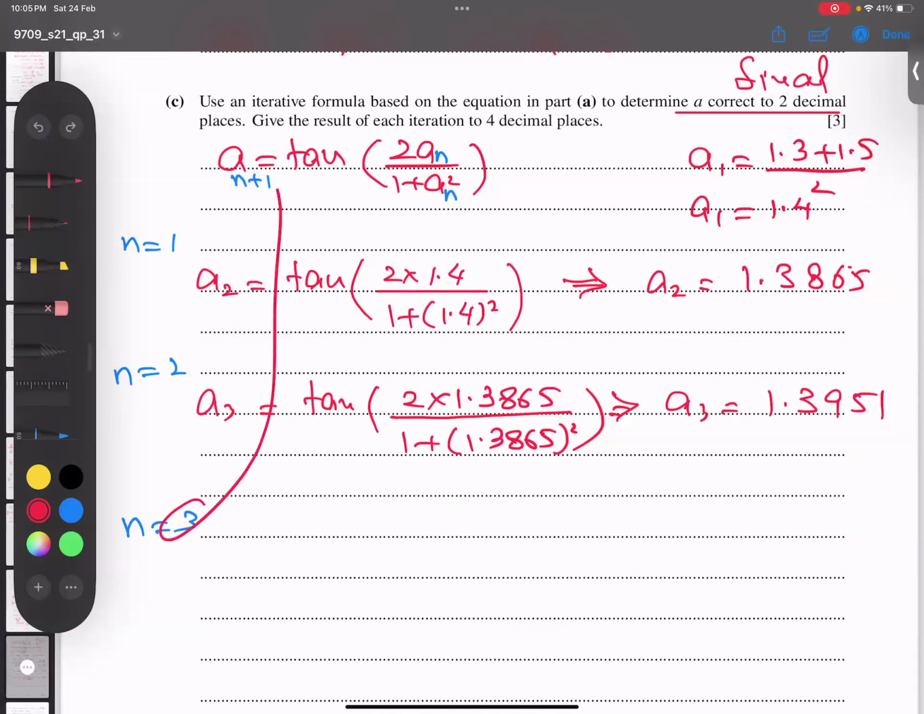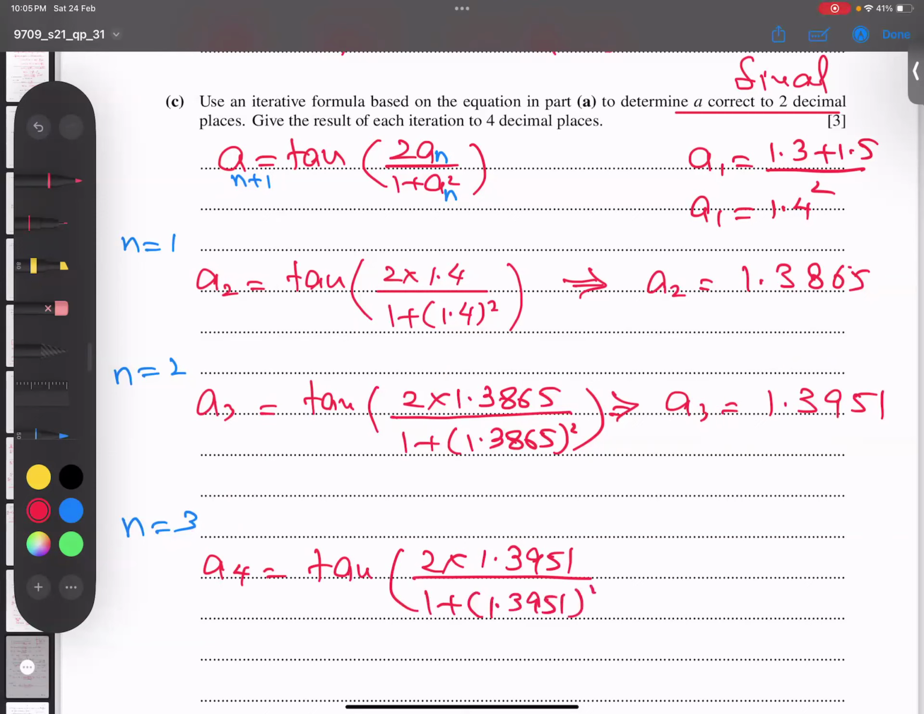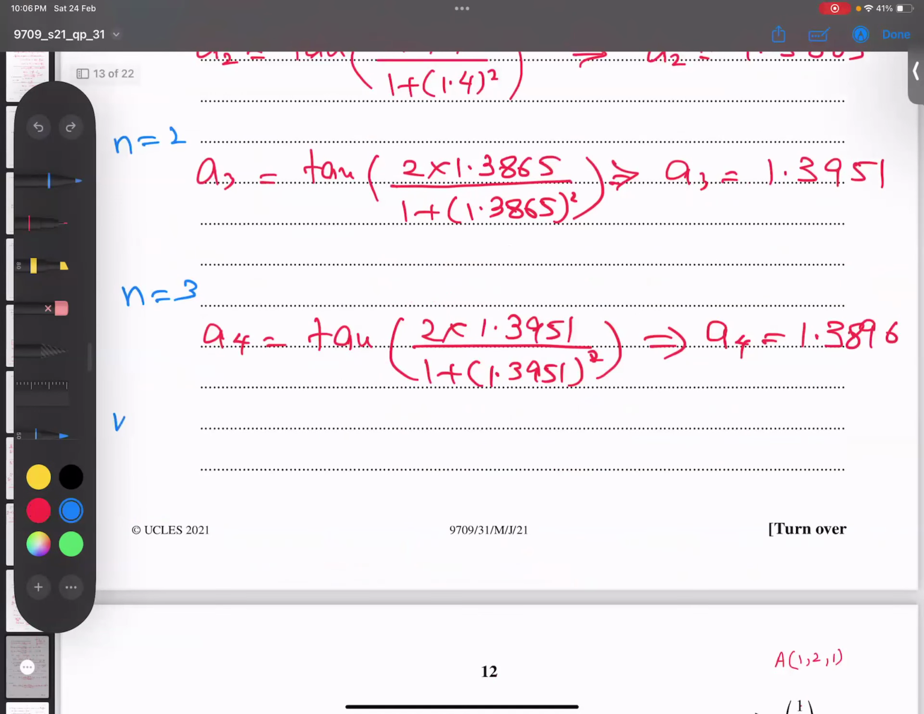Okay, A4. When I plug in 3, 3 plus 1 becomes 4, and here I plug in A3: 2 times 1.3951 over 1 plus 1.3951 to the power 2. And finally, what do I get for A4? Let me check. My answer is coming 1.3896. So now, students, if I round this I get 1.39, but the previous one rounded to 1.40. So still it is not matching. We are not confident, so I will try once again.